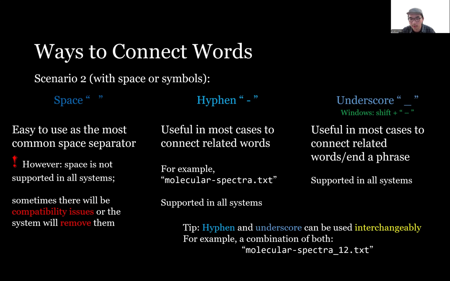A tip here is that they can be used interchangeably, and you can combine them to achieve a purpose. Say this molecular spectra 12 here. I use a hyphen to separate two words that are in a single phrase, but I also want to do a numbering, so I use an underscore to say that now the file name is over and this is number 12 of this kind of file.